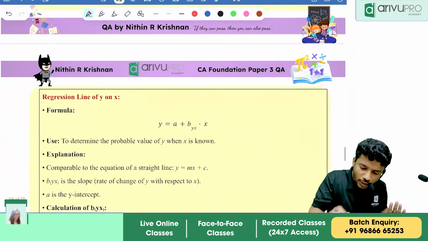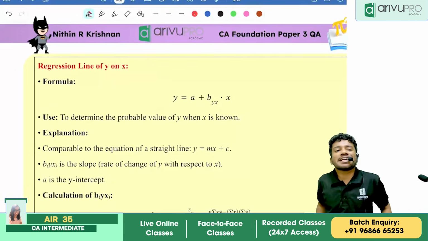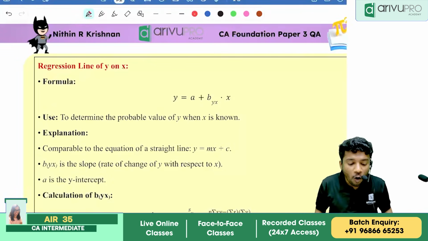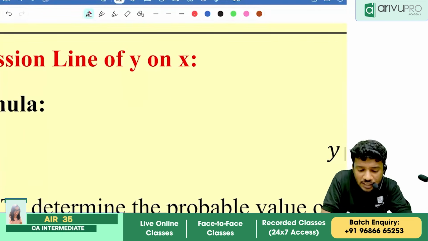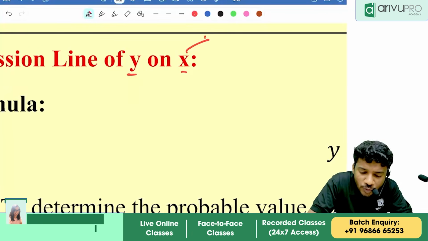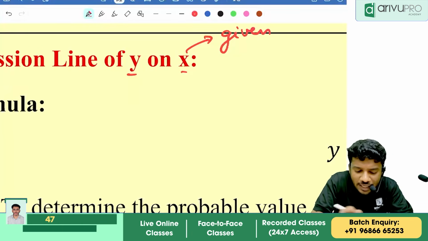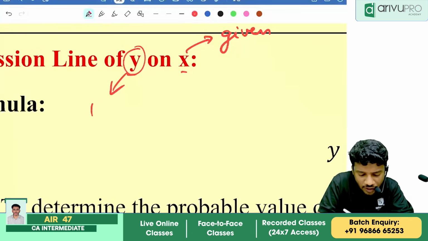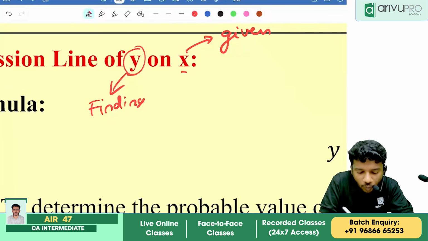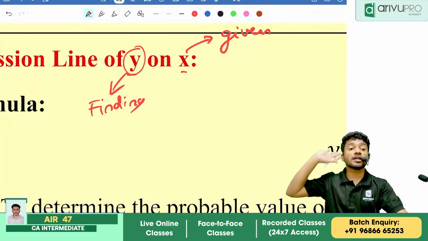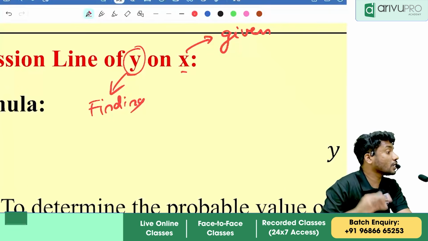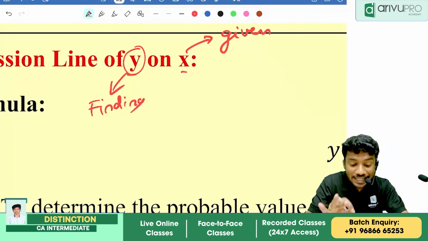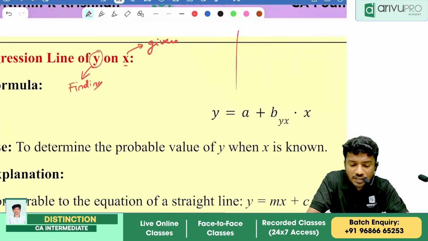Now people, look over here. First one, regression line of Y on X. Whenever you see Y on X, you should understand X is given and Y we are finding, or Y is not given in the question. We are finding the value of y. When what is given? X is given. What if it is x on y?